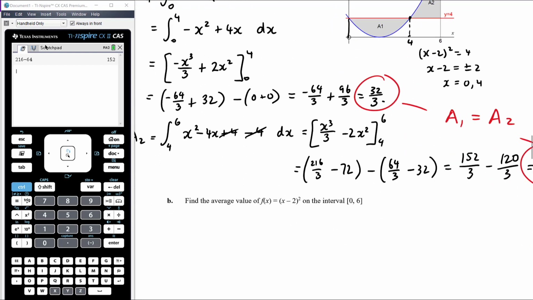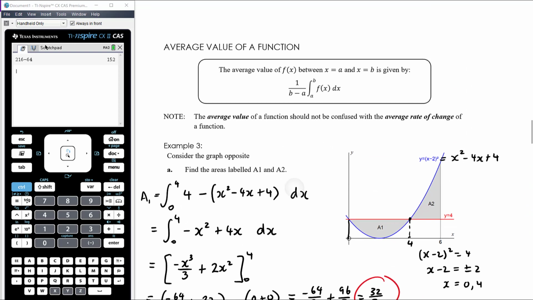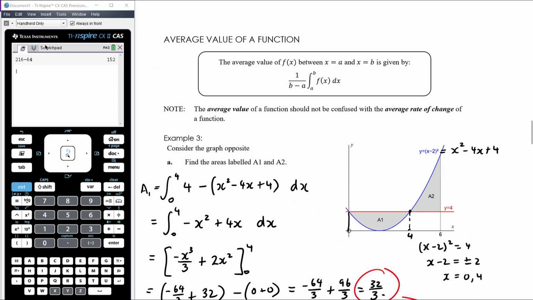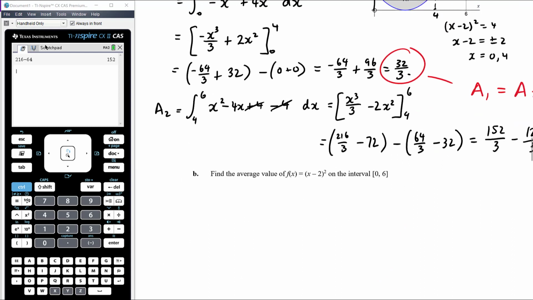Okay, so thinking about that formula for average value that we've got up the top here, so it's 1 over b minus a, and obviously a and b are 0 and 6 respectively, so it's 1 over 6 minus 0, and then it'll be the integral from 0 to 6 of f of x.